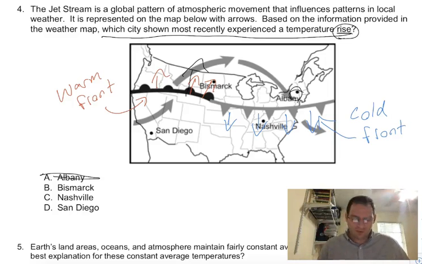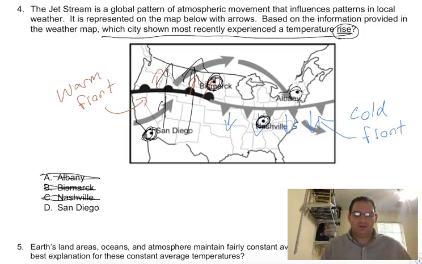See, Bismarck. Where's Bismarck? Bismarck's right here. They're about to get warm. They haven't experienced it already. They're about to. Definitely not Bismarck. About Nashville. So where's Nashville? Nashville's in Tennessee. They're about to get hit by a cold front, so no. We have San Diego, California. Right here. They already had the warm front pass them. Warm front went up this way. So they're already nice and warm. So it looks like San Diego is our choice through elimination.